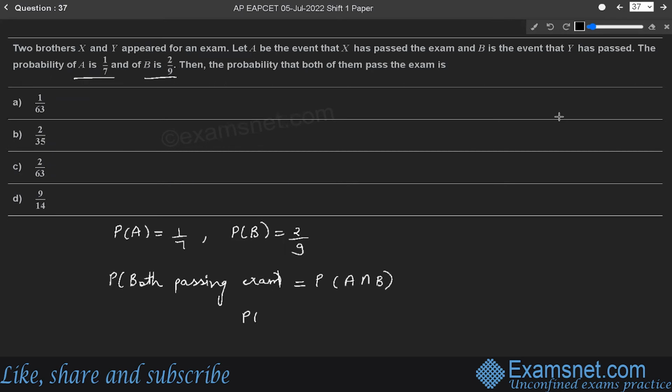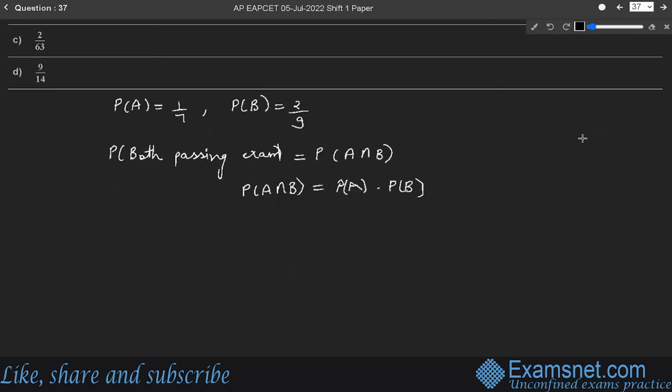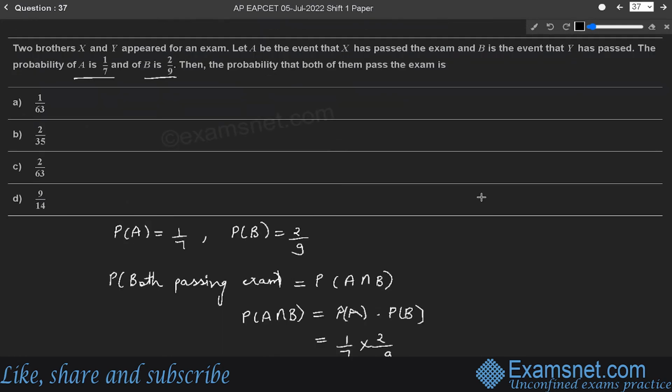And we know that P of A intersection B is equal to P of A into P of B. So substituting the value here, we will get 1 upon 7 into 2 upon 9. Therefore, probability of both passing the exam is P of A intersection B, 2 upon 63. This is the probability that both of them will pass the exam. Therefore, we can say that correct option is option number C here.